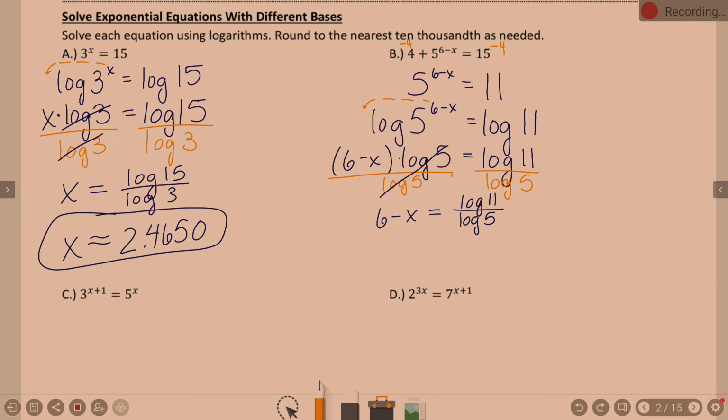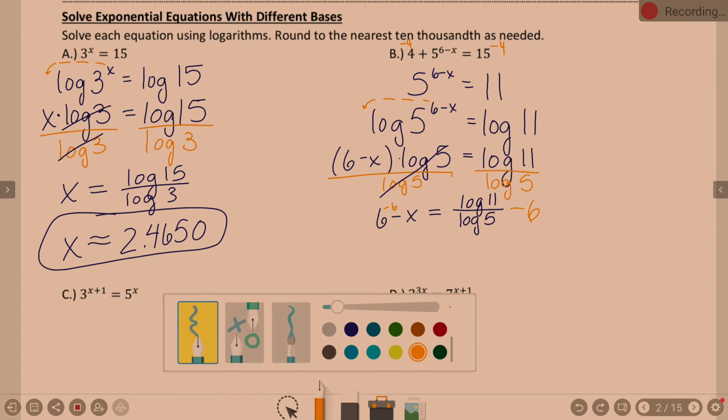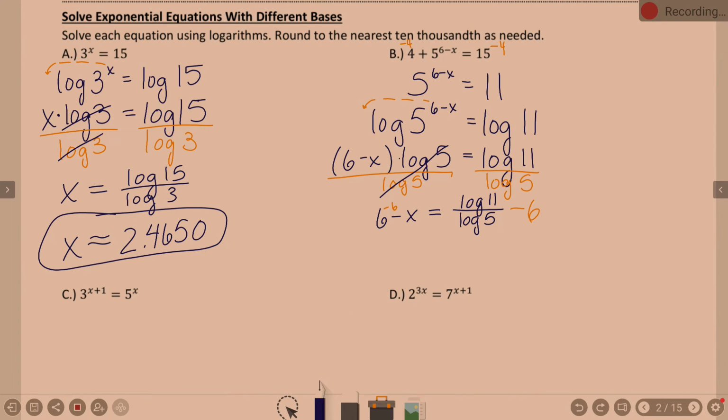So if I just go with what I think more of you do, keep the x here. It's a positive 6, so I'm going to subtract 6. I'm just going to write it as a minus 6. Again, what am I going to do at the end of this problem? Plug it all into the calculator. So at this point, I have negative x equals log of 11 over log of 5 minus 6.